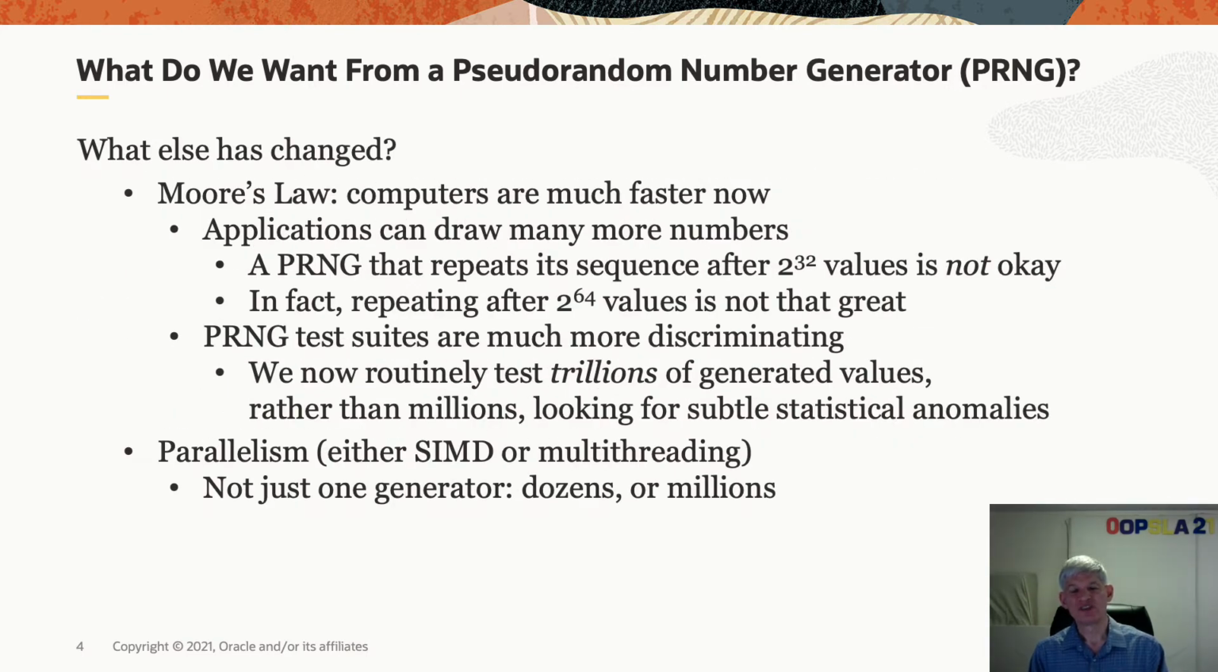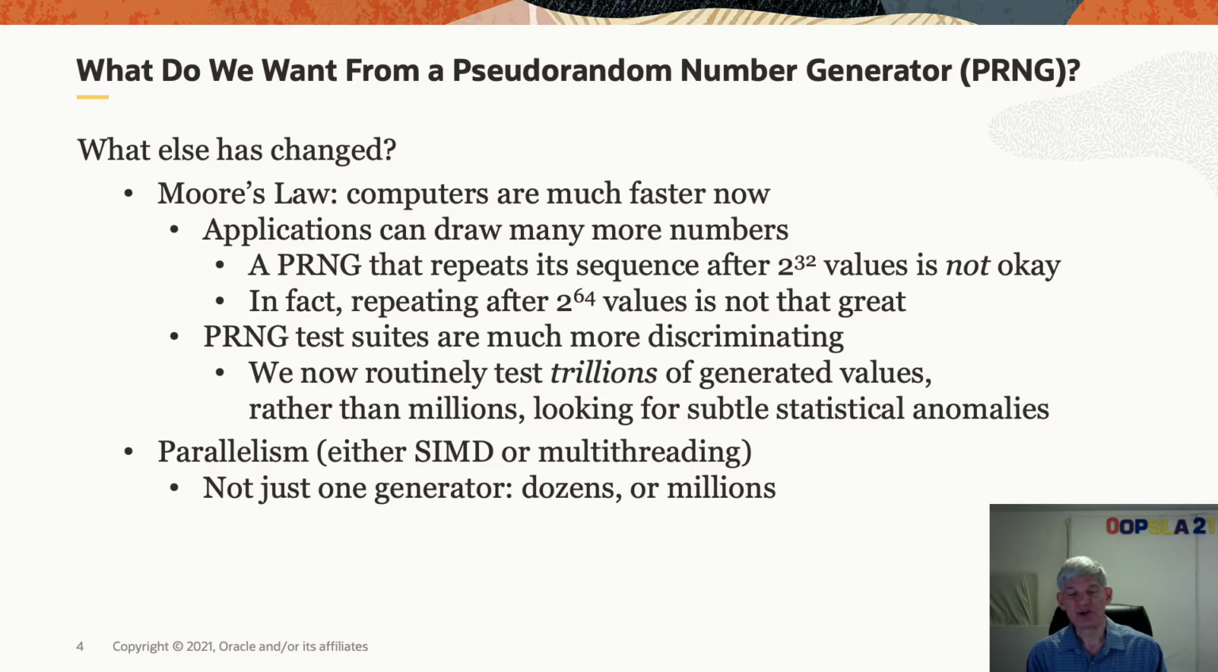Other things have also changed over the years to change the nature of the problem of pseudorandom number generation. Moore's law, for about 40 years, made computers ever faster, and as a result, nowadays applications can draw many more numbers in the course of their execution. So a pseudorandom number generator that repeats its sequence after generating only 2 to the 32 values is not considered okay anymore. Furthermore, the test suites used to verify the statistical properties of pseudorandom number generators have become much more discriminating. Nowadays, we routinely test trillions of generated values rather than just millions, looking for subtle statistical anomalies. This has improved the quality of the PRNGs, but has also made them harder to design.